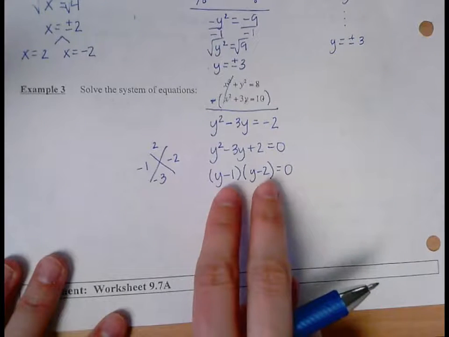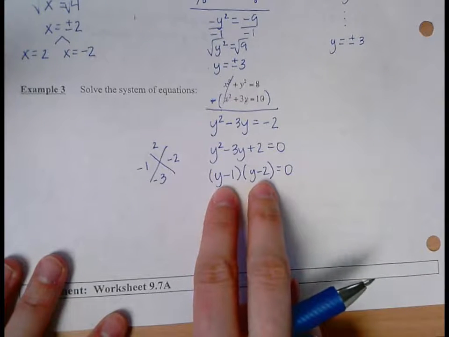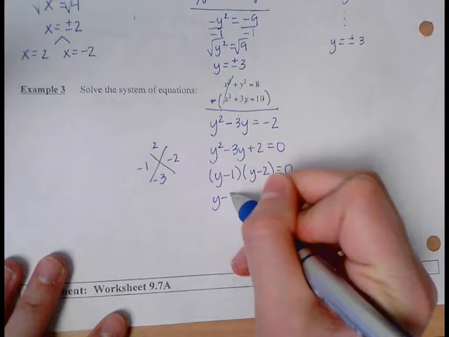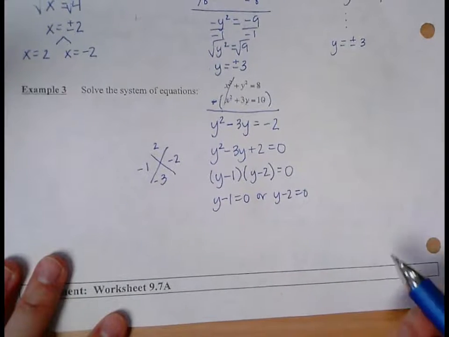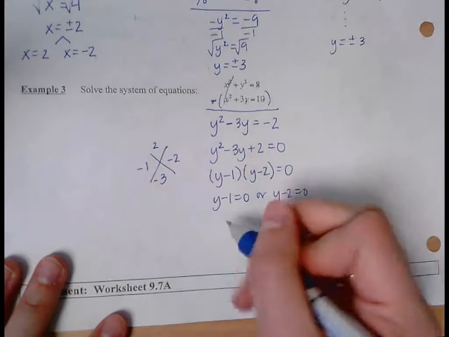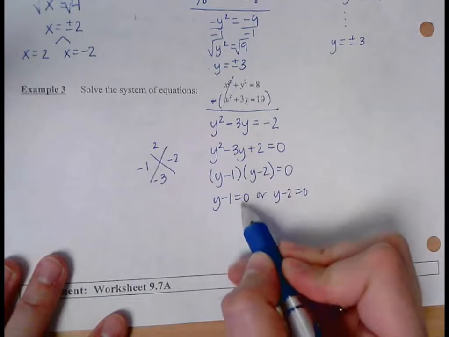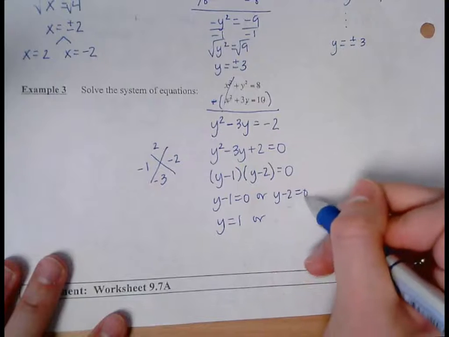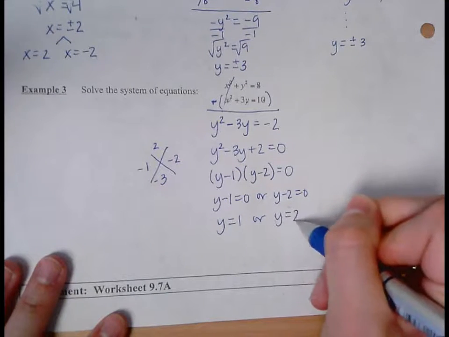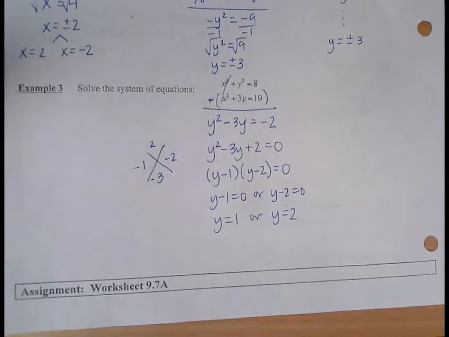And then because I factored it, set both factors equal to 0, so y minus 1 equals 0, or y minus 2 equals 0. Solve each for y. The first one, add 1 to both sides, so y equals 1. Or the second one, add 2 to both sides, y equals 2. So I have two answers for y.